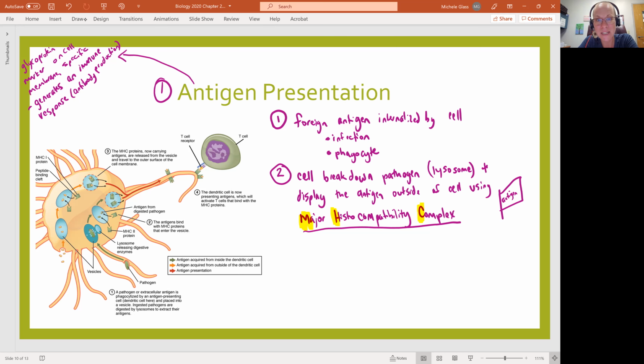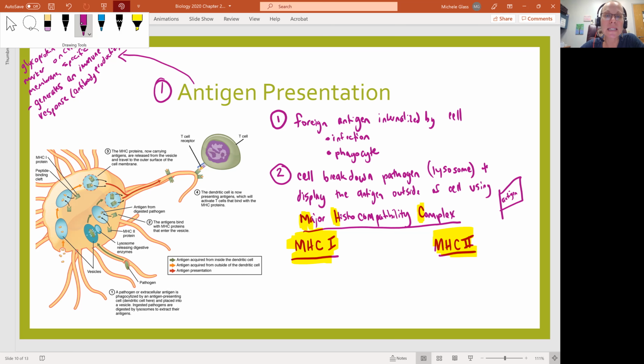Now, when we talk about the major histocompatibility complex, we see that there's two classes. We have what we can call MHC1, so this is class 1. And then we have what's called MHC2, so this is class 2. This is super important, so let's highlight MHC1 and MHC2. MHC1 is like the first class. It's the standard. It's the basic population of your cells, your body cells.